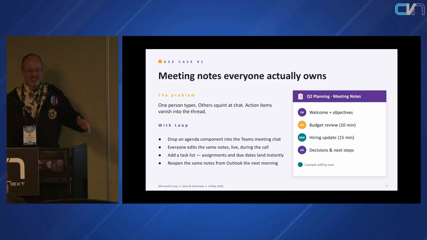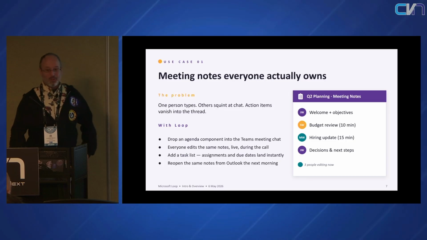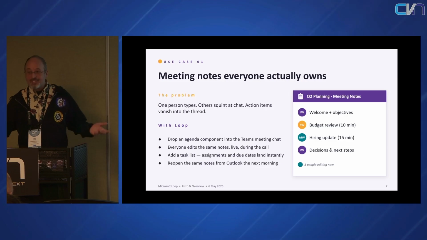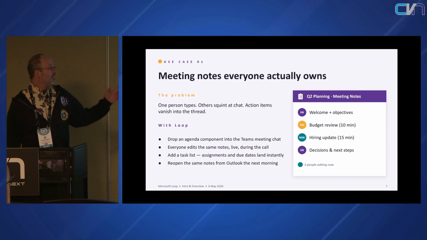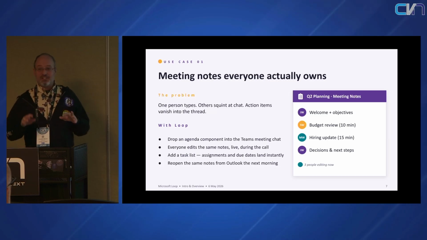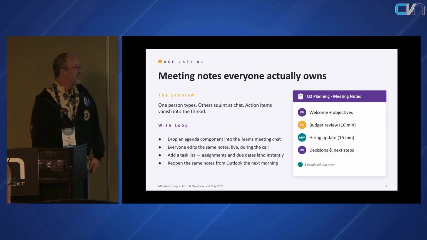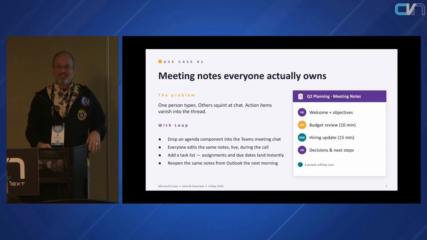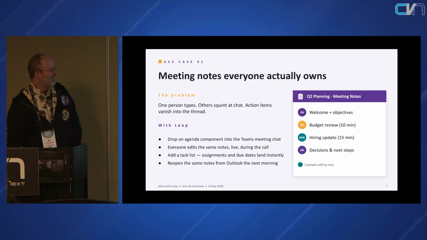All right, so let's talk use cases. Meeting notes that everyone actually owns. I think we were just talking about this. So the problem, one person types up all the notes, and there's a lot of times there's some stereotypes about which person in the meeting is going to type up all the notes, right? And that person's probably not happy about it. But that one person types in the chat, and everyone else is squinting at the chat and scrolling through the chat, trying to find all the notes. And then the action items, someone's like, oh, Bob needs to do this, and it's gone. And Jane needs to do this, and it's gone through the chat. So everyone's scrolling back up, trying to figure out what was said.